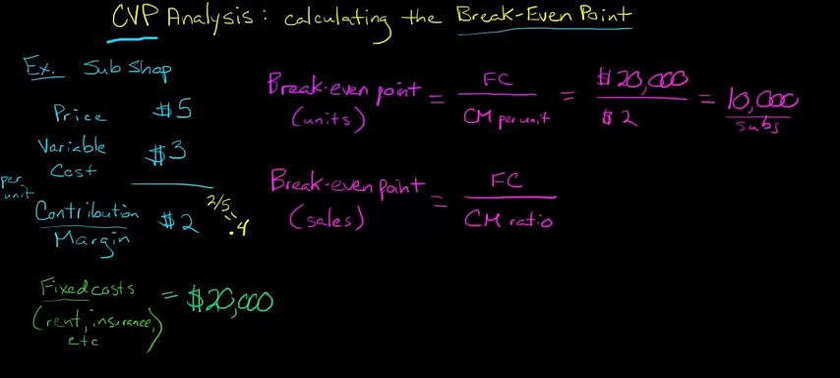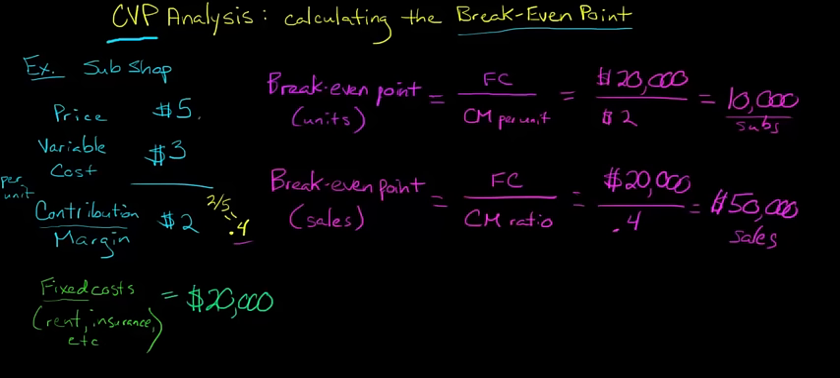So let me change back to purple. Okay, so we've got 20,000. Again, same fixed costs as before. But now we're going to divide it by this 0.4, the contribution margin ratio. Okay. And that's going to yield a total of $50,000 in sales. So, if we ring up $50,000 in sales on our register, assuming that we sold each sub for this price, and then we had this variable cost, that's going to allow us to break even, or essentially, in other words, cover these fixed costs.